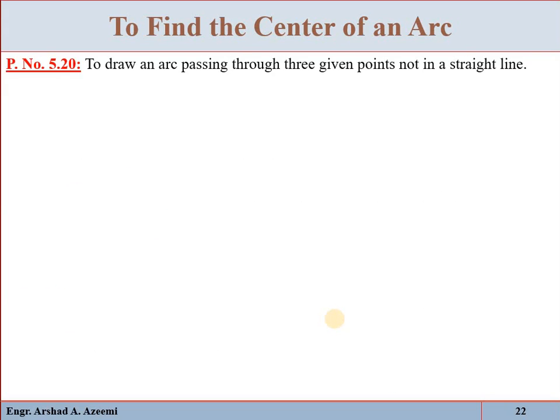To draw an arc passing through three given points not in a straight line. Suppose we have 3 points, point A, point B, and point C. Now see, these are the 3 points which are not in a straight line. Now how will we join these 3 points by an arc, or how will we draw an arc which will pass through these 3 points? Okay, so simple, just join A with B and join B with C. Okay, first step, join A with B and B with C.